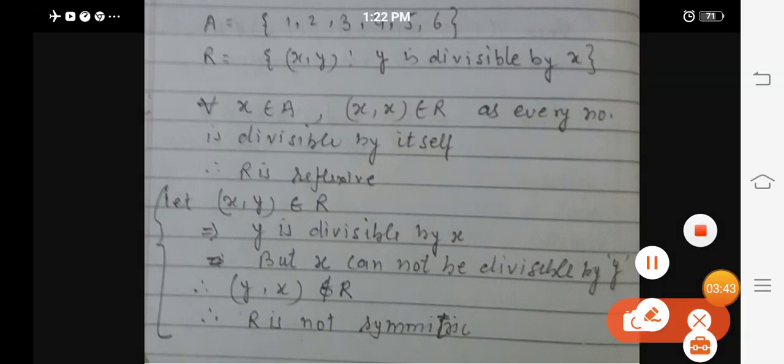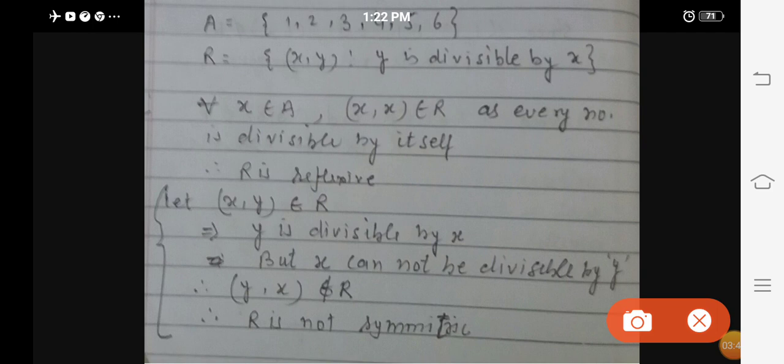Now we are supposed to check whether the given relation is reflexive, symmetric or transitive. So let us take an element x belonging to A. Since we know that every element is divisible by itself, for every x belonging to A, (x, x) will belong to R. It means the relation is reflexive.